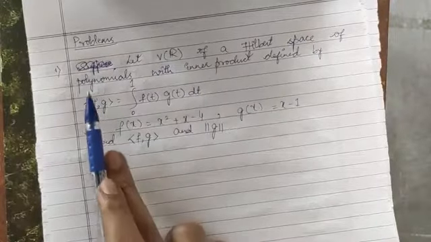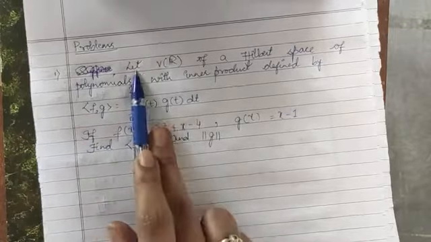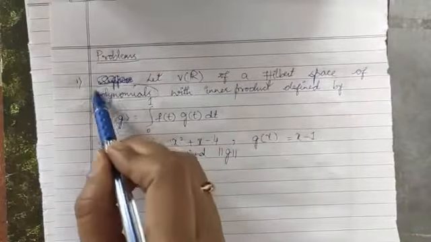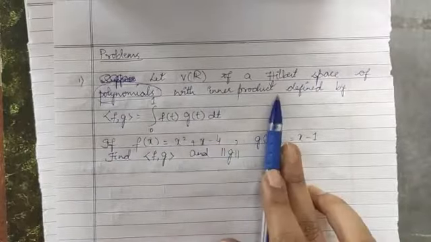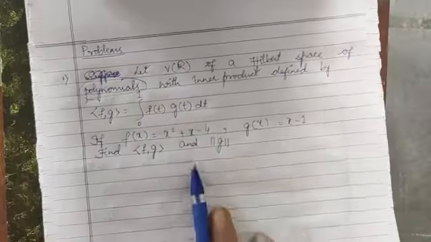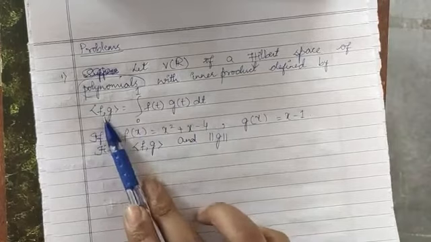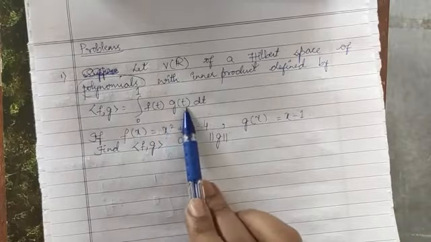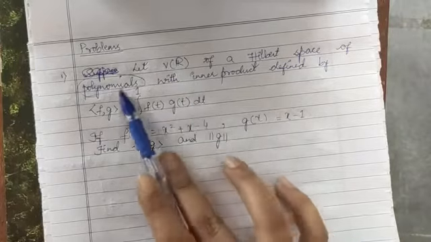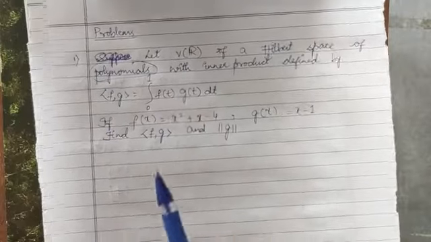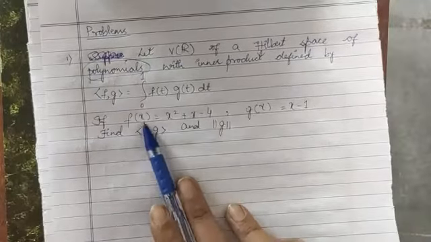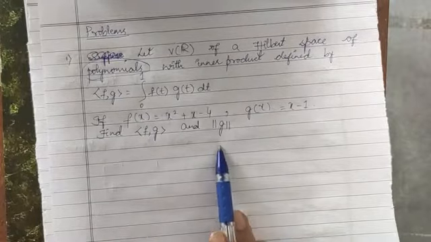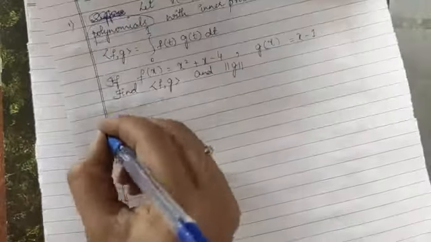We have a problem. This is my first problem. Let V(R) be a Hilbert space of polynomials. Here we are considering the polynomials with the inner product defined in this way: inner product of f comma g is equal to the integral from 0 to 1 of f(t) g(t) dt. This is the way they define the inner product, and they have given the values of f(x) as well as g(x). We have to find inner product of f comma g and norm g. So how can we do this?